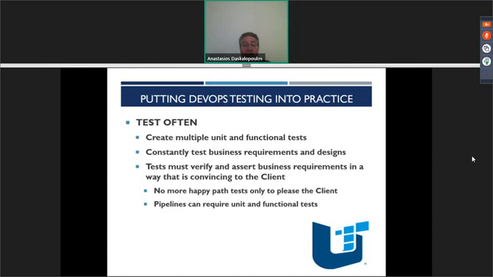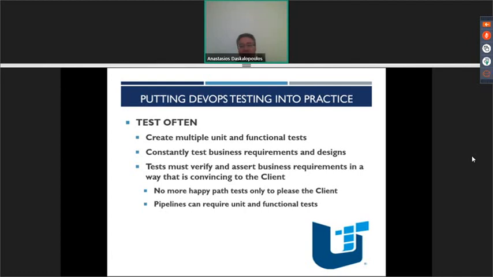Tests must verify and assert business requirements in a way that is convincing to the client. In other words, you're testing and providing quality assurance really to make the client happy. You want to make the end users happy and not really just the development manager happy. And so there are no more happy path tests to please the client or to please development managers or the developers or the project managers.